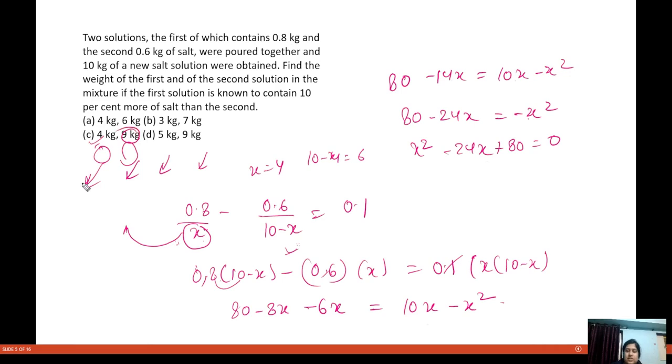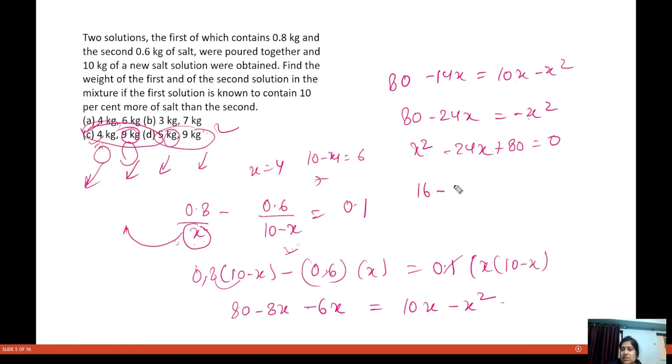You will get 10 minus 4 is equal to 6 only. And if you put x is equal to 3, then you will get 7 only. So either of this and this will be the answer. So we'll check this and this only. Okay, so you can put 4 and see whether this satisfies or not. So 4 will become how much?